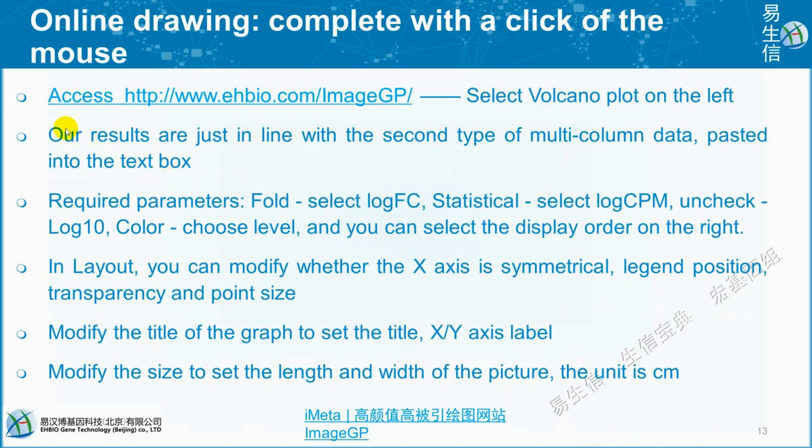And as I told you earlier, by using this link, you can draw a volcano plot online as well. You can adjust the parameters, like select log fold change, statistical, log CPM, and choose color. And you can modify whether the x-axis is symmetrical, legend position, transparency, and point size. Modify the title of the graph to set the title, and modify the size to set the length and width of the picture.